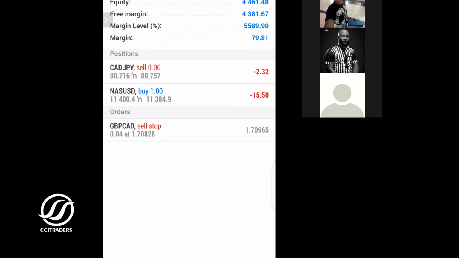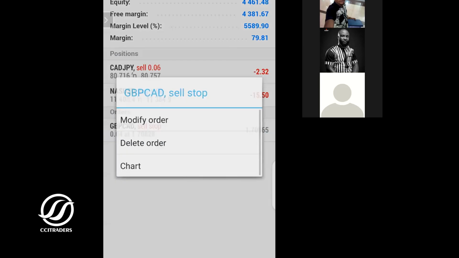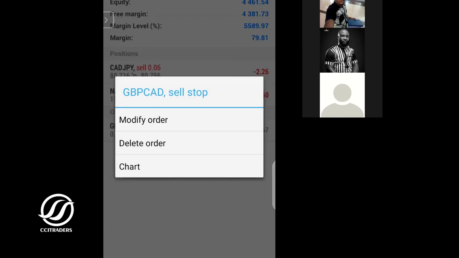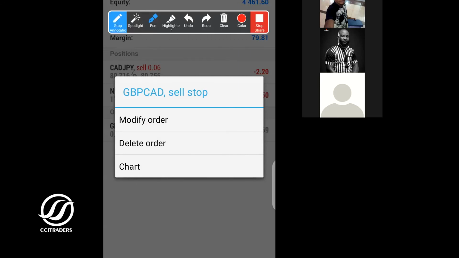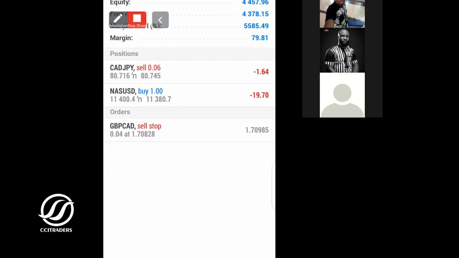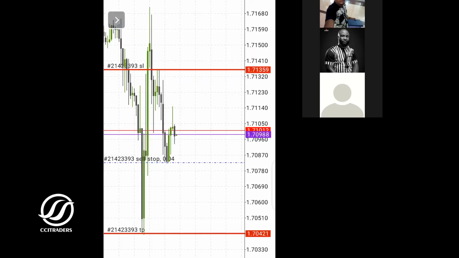However, if for any reason I feel that the trade will no longer go in as I plan, I can delete the trade. So you see the option of delete order. If I click on delete order, that trade would go away. That means I am no longer interested in placing that sell stop order. All right, perfect. So let's set a buy stop.